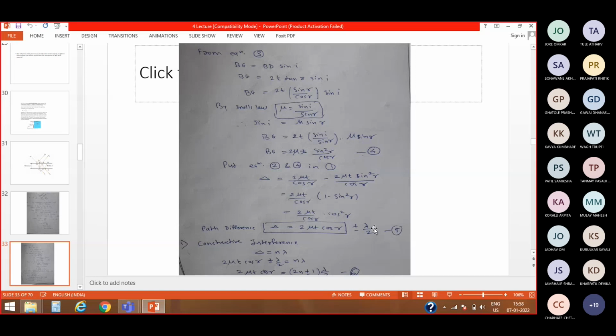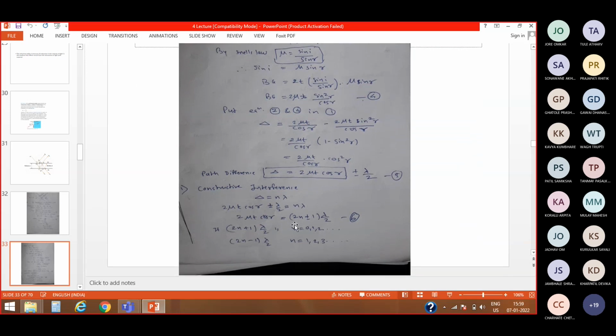In the exam you will be asked to derive the equation of this path difference, and sometimes problems come on this equation. Sometimes they give you the path difference and you need to find the thickness of the thin film, or they give you the refractive index, and you need to find either the path difference or thickness from this equation. So this is a very important equation. Most of the time questions come on this topic.